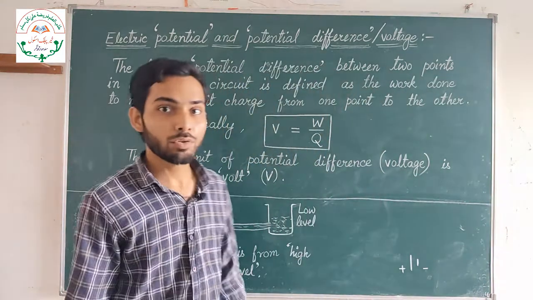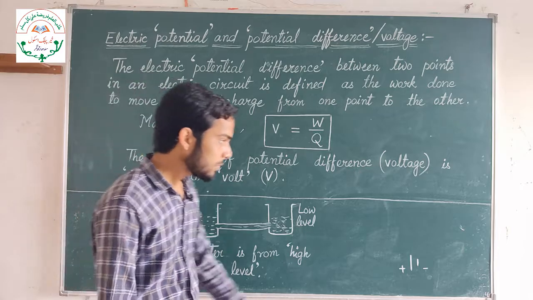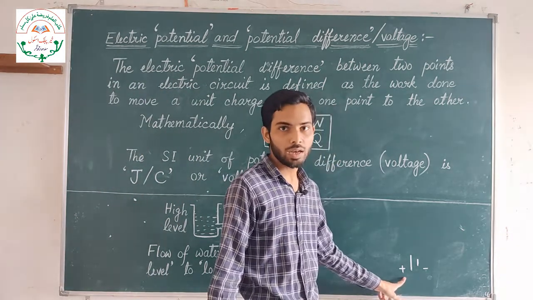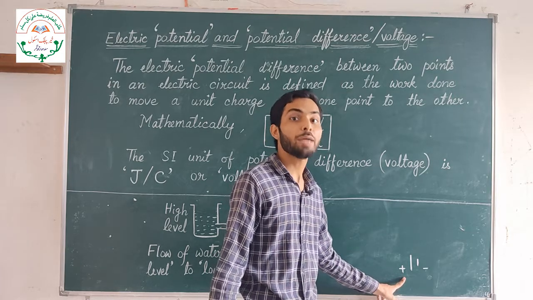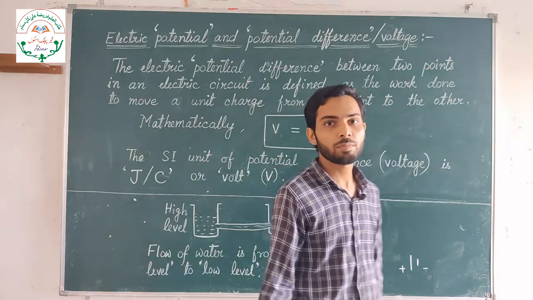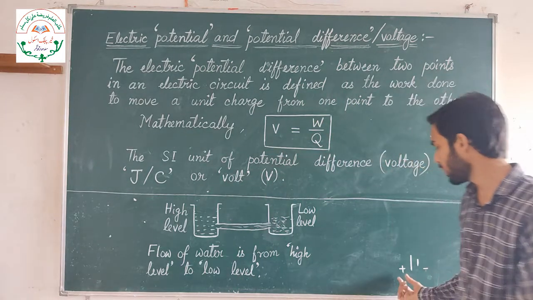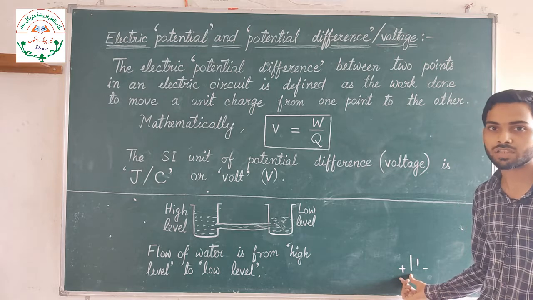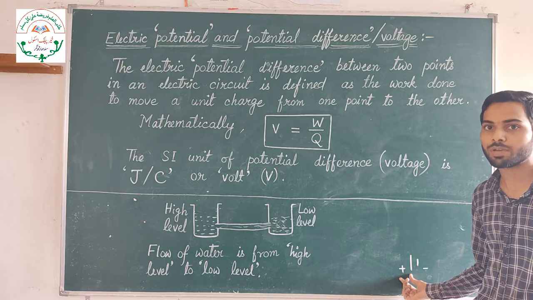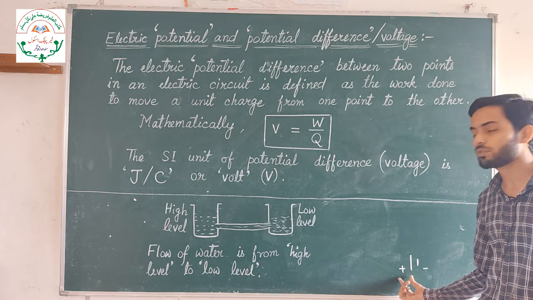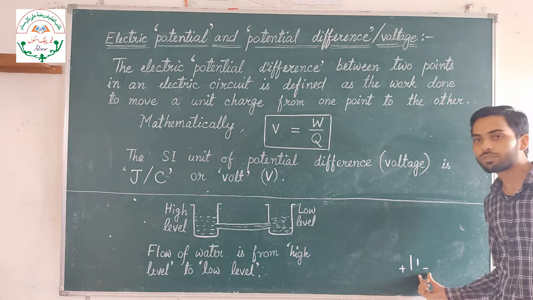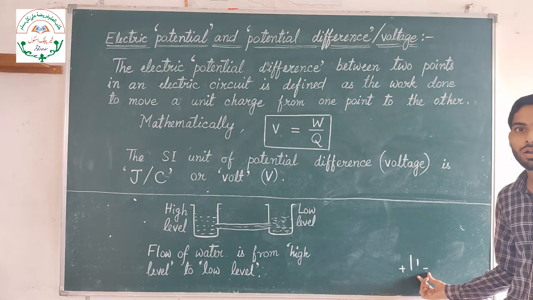Now coming to our topic, in a cell, the positive terminal of the cell is supposed to be at high potential. Now what is high potential? It means that the electric potential energy of the positive terminal of the cell or of the battery is supposed to be high. So the positive terminal of the battery or the cell is at high potential and the negative terminal of the battery is at low potential.